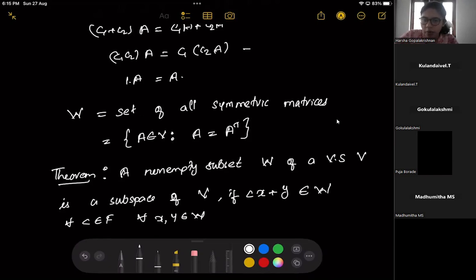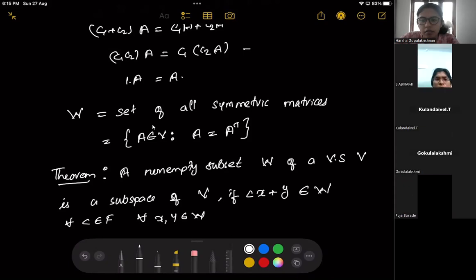Now we have one W here. We need to check whether this W is a subspace of our V, the set of all matrices. First thing we need to check is whether W is non-empty or not. First of all, it should be non-empty, then only we can go to this condition, Cx plus y belongs to W. So, is this W non-empty?